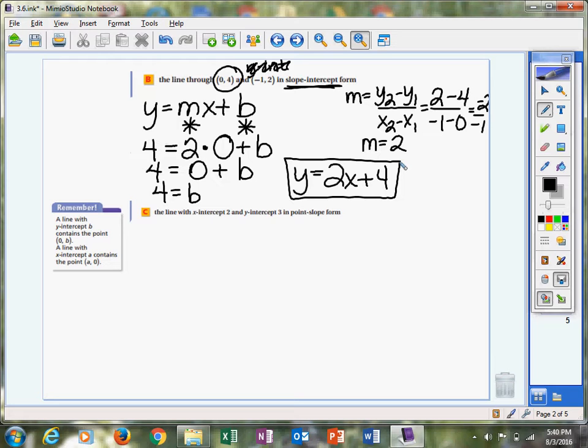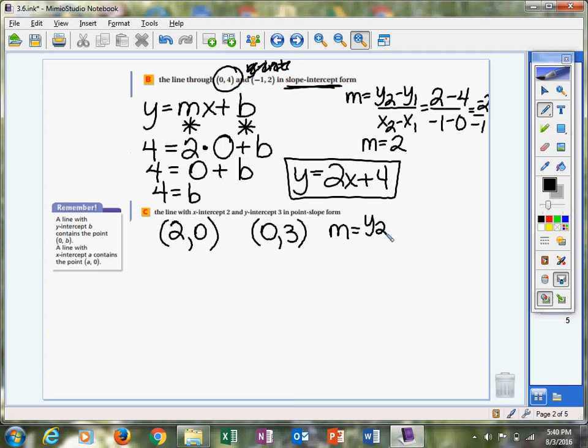All right, let's look at letter C, last one for this example. The line with x-intercept 2. Well, an x-intercept means you move on the x, but not on the y. The y-intercept is 3, so you don't move on the x, you only move on the y. And they want us to write this in point-slope form. Well, we have 2 points. What we don't have is the slope, so that's easy enough to calculate.